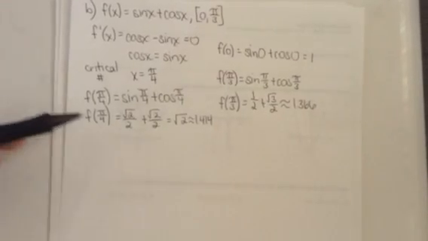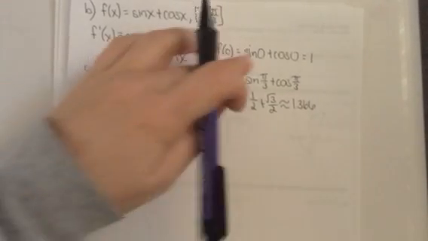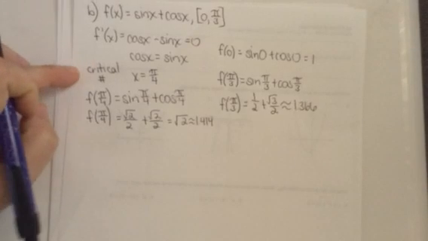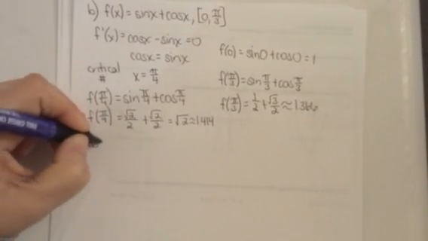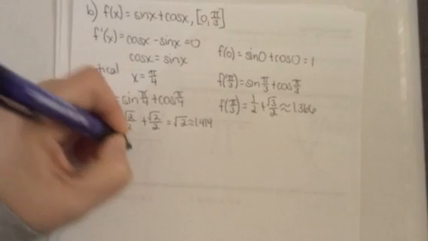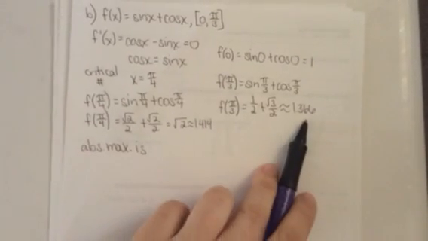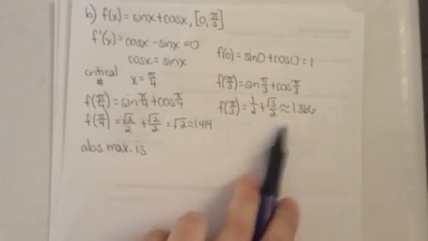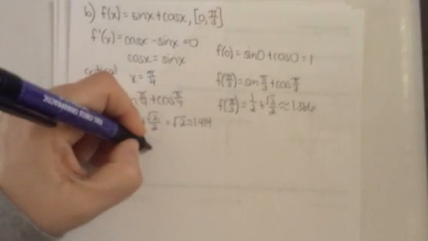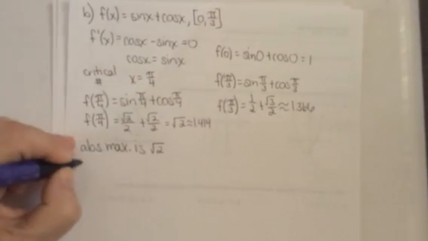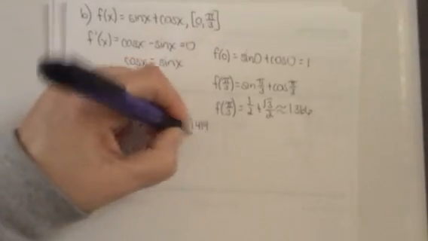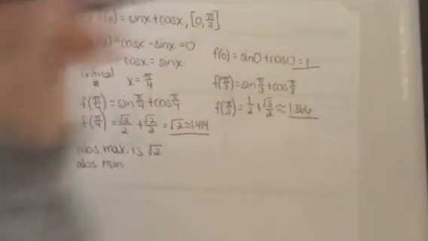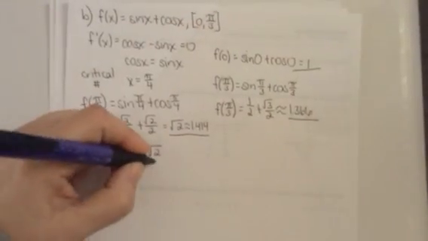So now I'm going to compare these values. I only have 3 function values. Last one I had 4 because I had 2 critical numbers. So the absolute max is, which one's the largest? Looks like 1.414, right? So rad 2, let's give an exact answer. And the absolute min, comparing these 3 y values that I got, is 1.